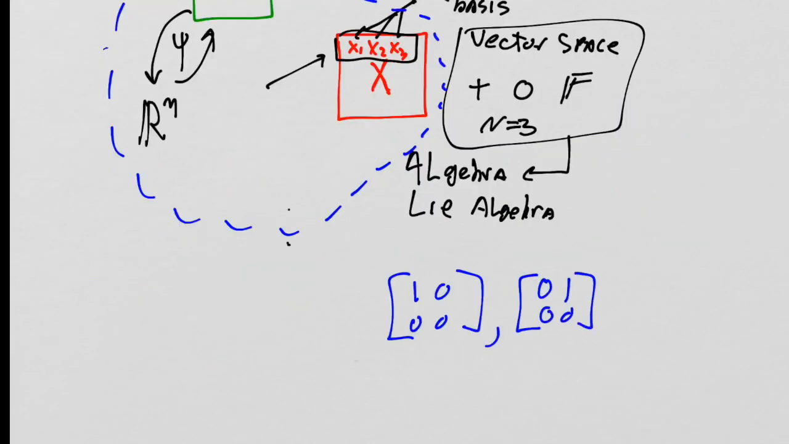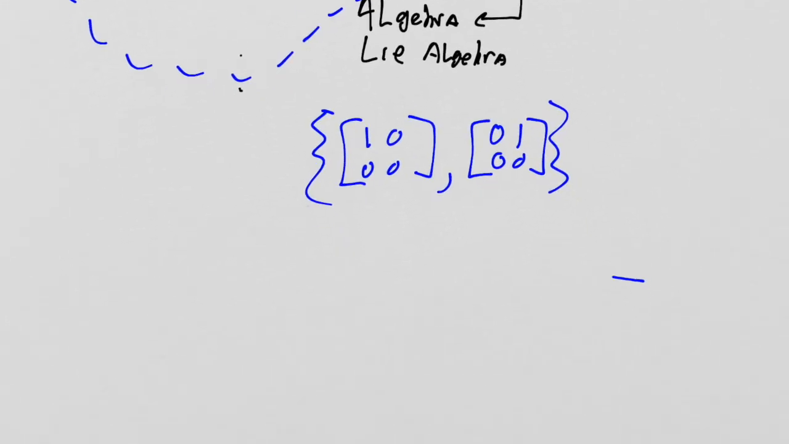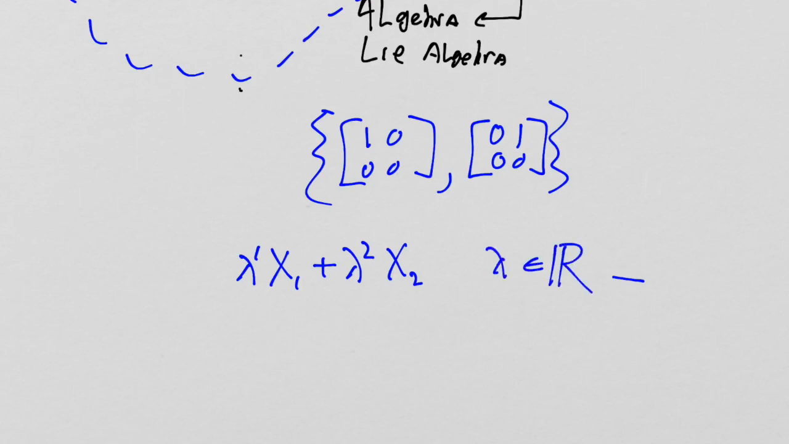So these guys are the two basis vectors of our two-dimensional vector space for our example. So what are the elements of this two-dimensional vector space? Well, those elements are going to be things written in the form lambda 1 times x1 plus lambda 2 times x2, where lambda is an element of the underlying field, which will be the real numbers. And every single vector can be written that way, right?